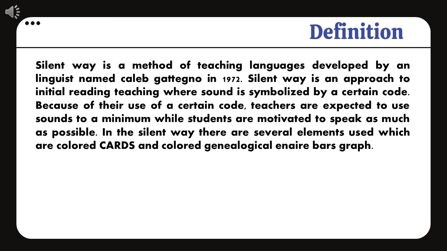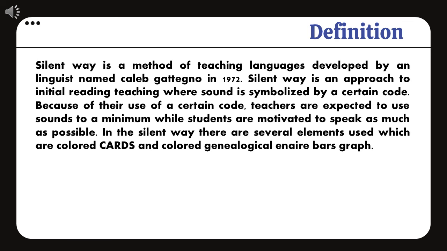Definition: The Silent Way is a method of teaching language developed by a linguist named Caleb Gattegno in 1972. The Silent Way is an approach to initial reading teaching where sound is symbolized by a certain code. Because of their use of a certain code, teachers are expected to use sounds to a minimum, while students are motivated to speak as much as possible.